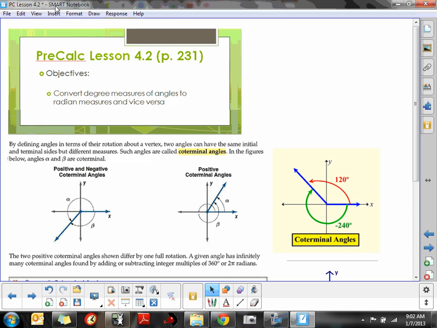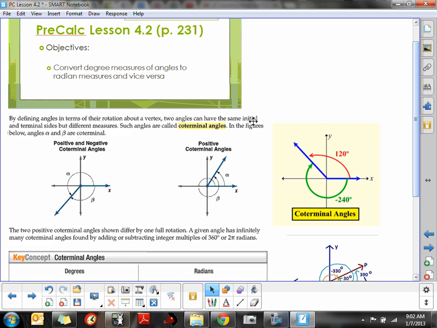Okay, in the next part of our lesson, we're going to be working on coterminal angles. There's a couple of descriptions of coterminal angles that they have in the book. I'm also going to show you some color pictures, but the main idea of coterminal angles is that they are two angles that have the same initial side and terminal side.